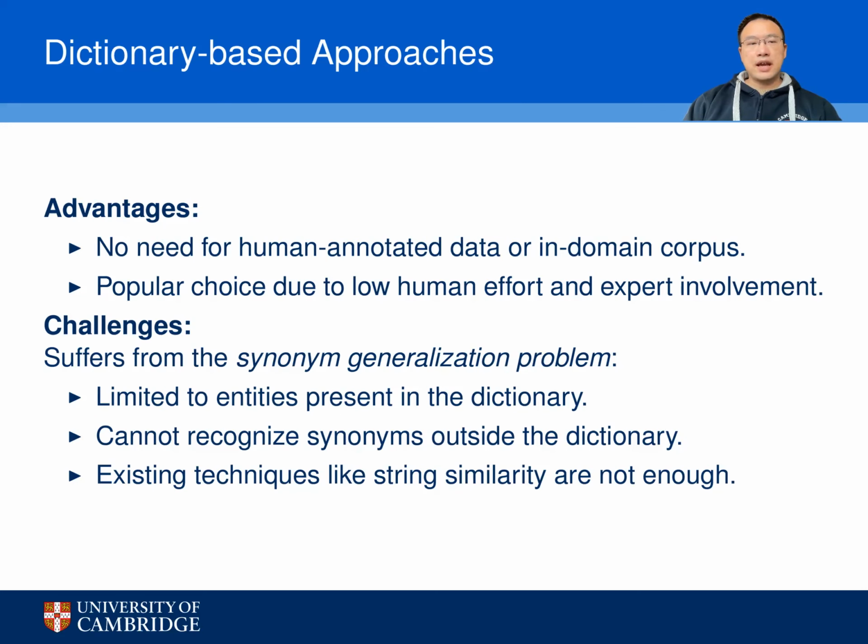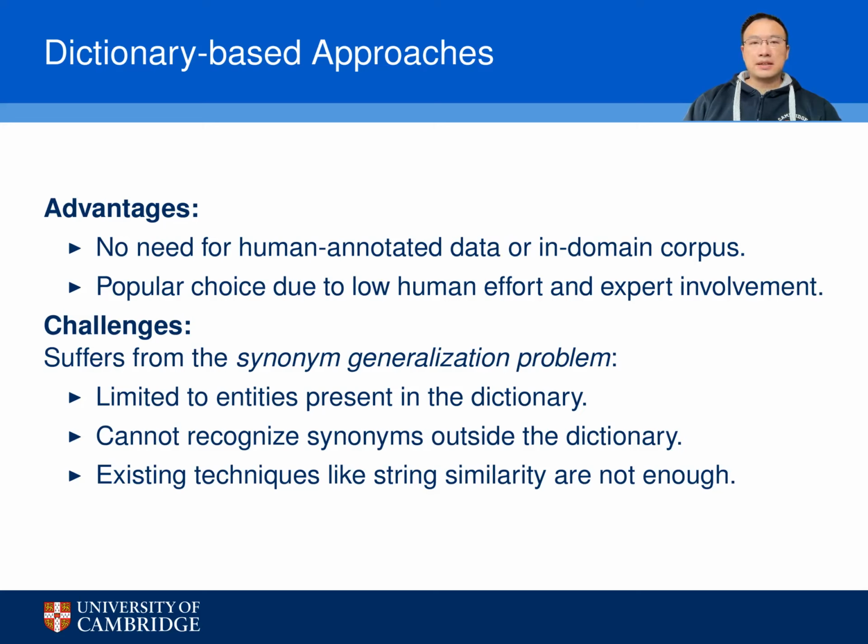Dictionary-based approaches have many advantages. They do not need human-annotated data or any in-domain corpus. Therefore, it becomes a popular choice because we do not need much human effort or expert involvement. However, there are many challenges in this kind of method. Particularly, it suffers from the synonym generalization problem.